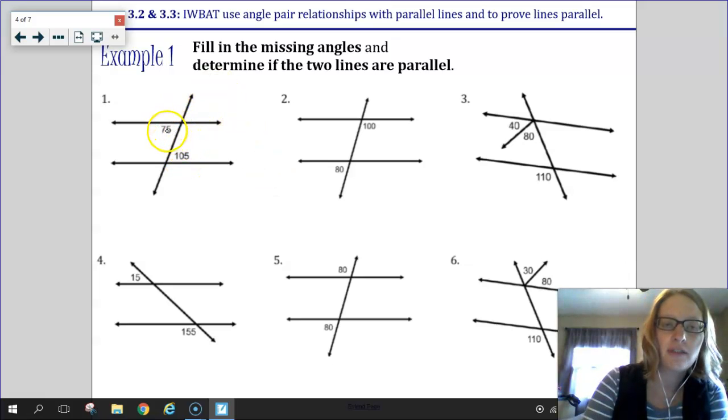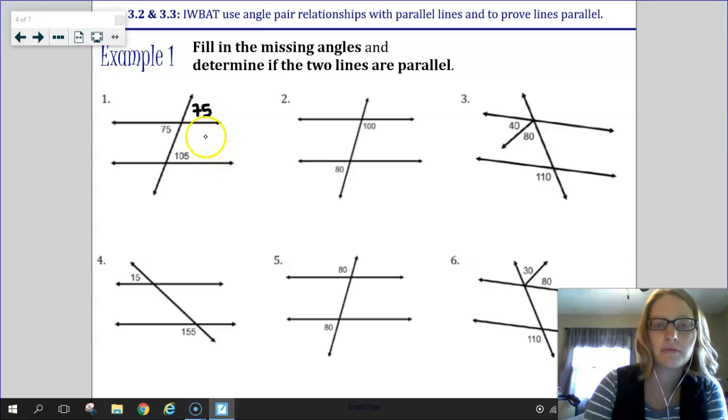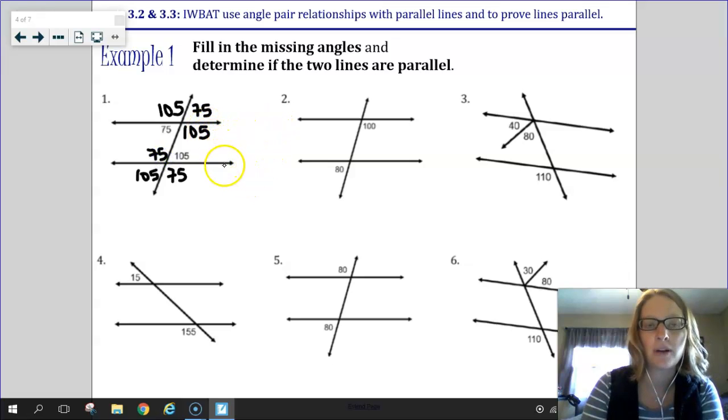If I know this one is 75, I know the vertical angle across from it is also 75 degrees. I know the one next to it is 105, remember, because two angles that are next to each other on a straight line have to add up to 180. And again, the vertical angle across from that is also 105. We can do the same thing down here: 105, the vertical angle across from it is also 105. The one next to it would have to be 75 so that they add up to 180, and then 75 and 75. Our goal here is to decide, are these two lines parallel?